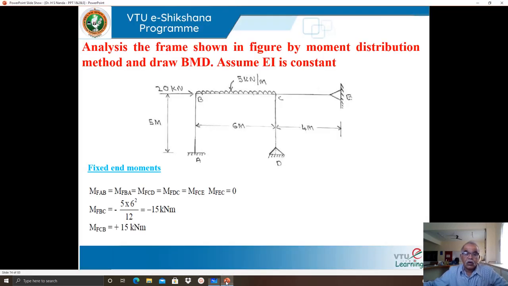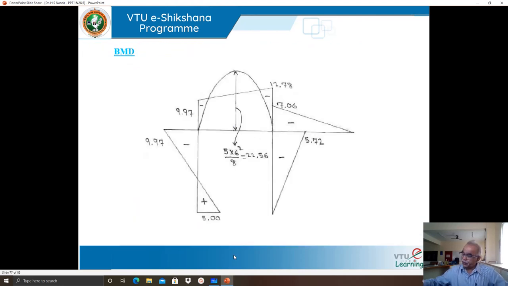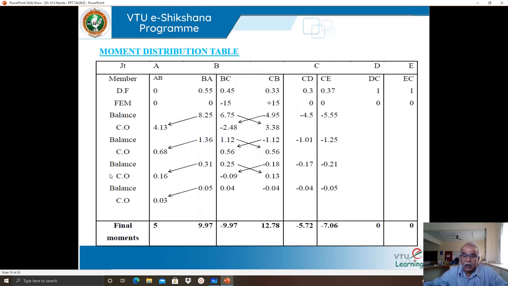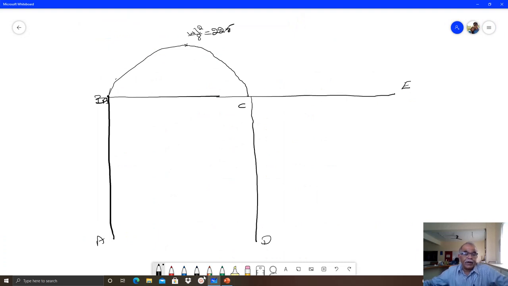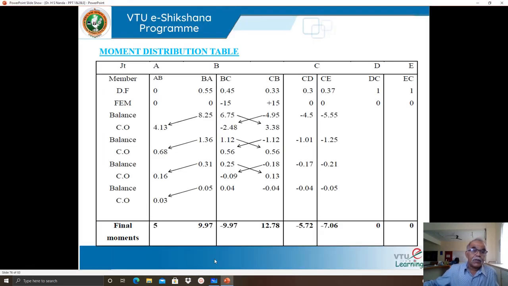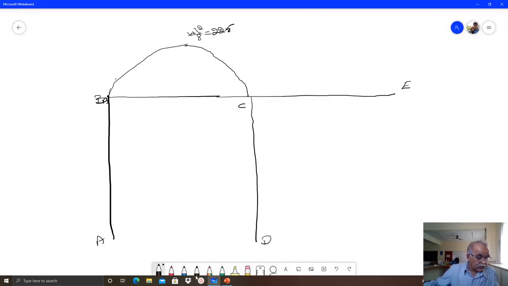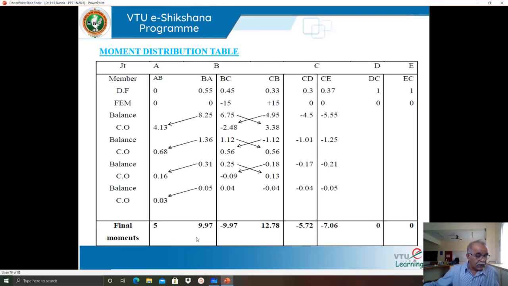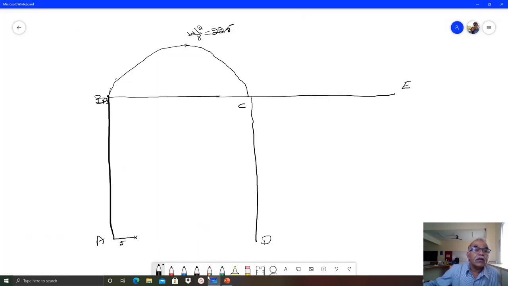Now, to superimpose the bending moment diagram due to end moments at A, MAB we have plus 5, that means here it will be like this, and MBA is minus 9.97, that means here 9.97. If you join that, this is plus, this is minus.